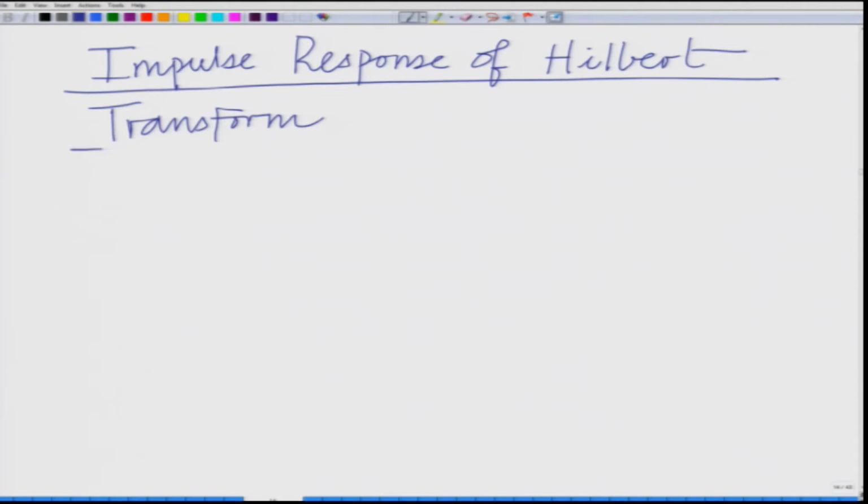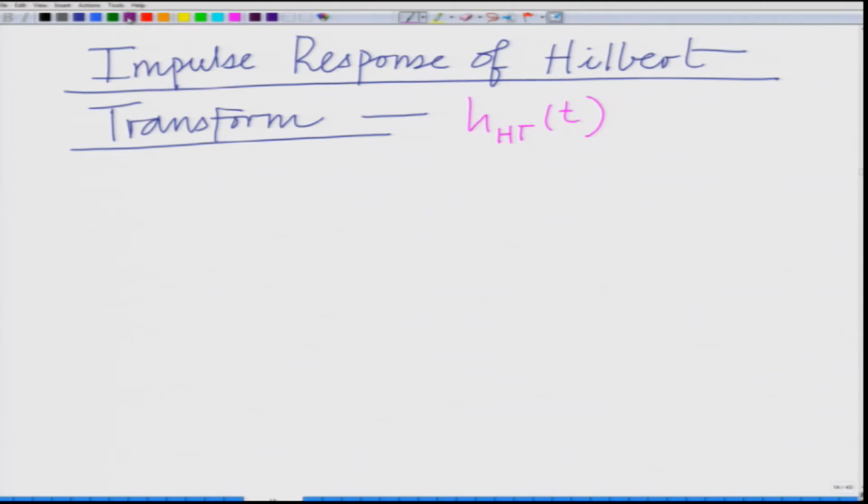The impulse response of the Hilbert transform, we have denoted this by h_HT(t). This is the impulse response of the Hilbert transform. We are denoting it by h_HT(t).